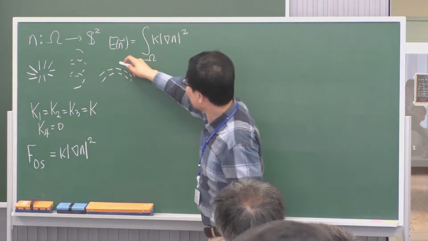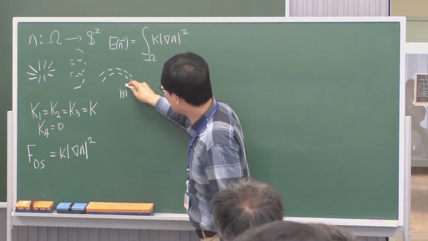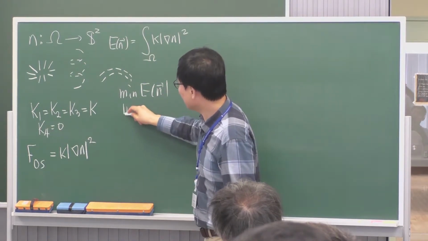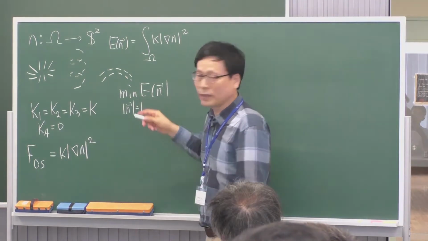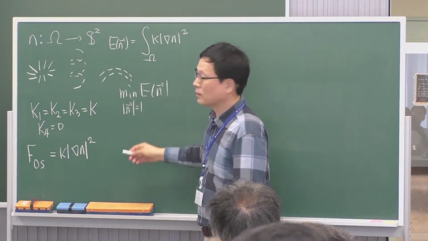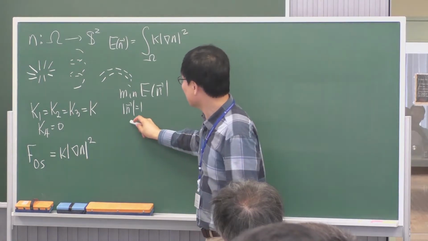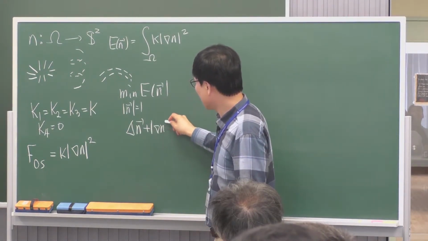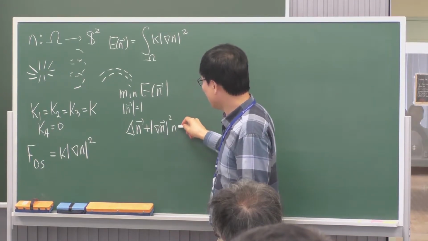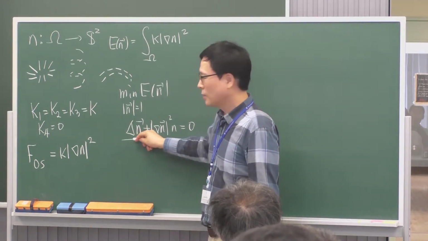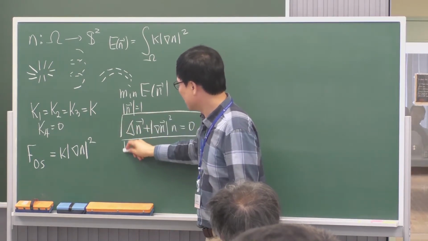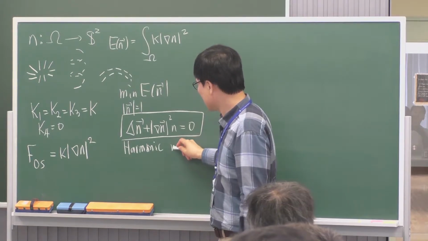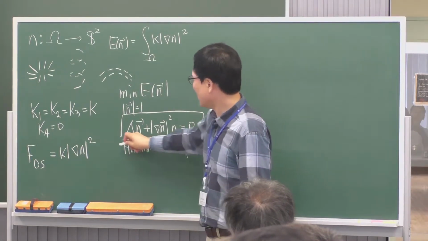And then you minimize this energy with the constraint that the norm of n equals 1, so you actually end up with harmonic maps. So you get the Laplacian of n plus the gradient of n squared times n equals 0. So this is a harmonic map.